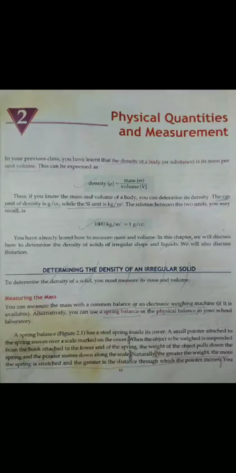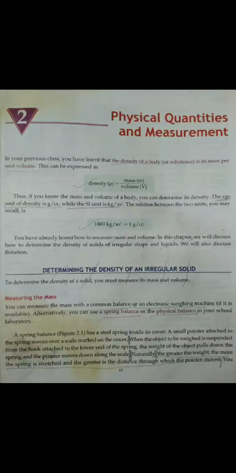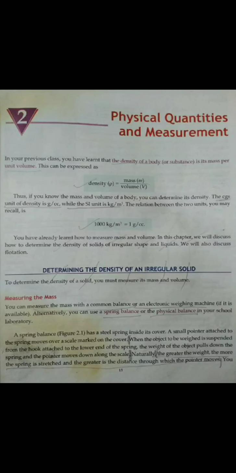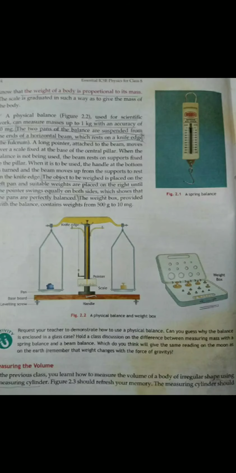Now one thing that you need to know: in the case of the spring balance we were hanging something on the hook, and the object was pulled downwards due to the gravitational force. That means the spring balance is measuring the weight of the object, and because weight is proportional to mass, it will also give us the mass. So the spring balance gives us the weight and the physical balance measures the mass.